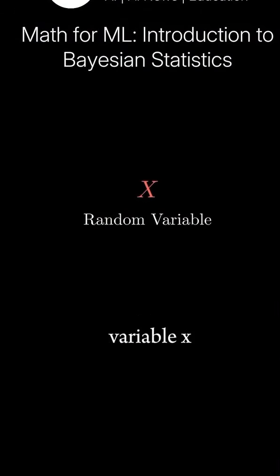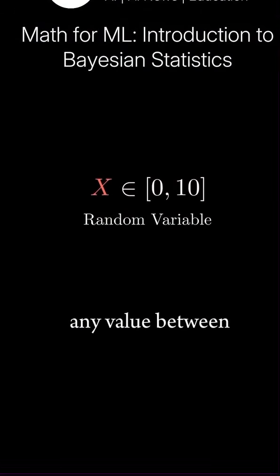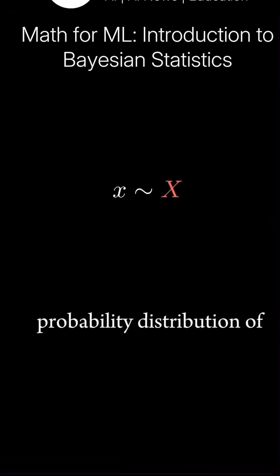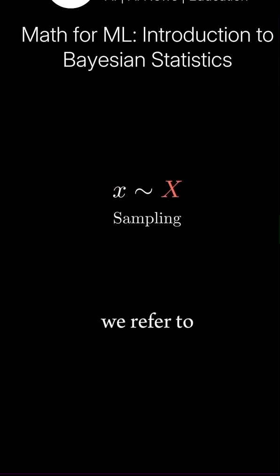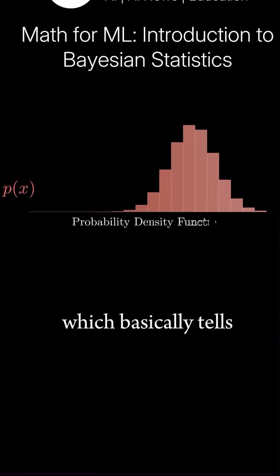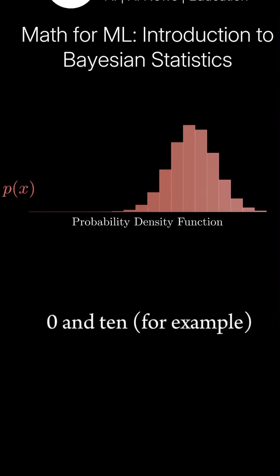Let's say we have a random variable x, which can take any value between 0 and 10. When an event occurs according to the probability distribution of x, we refer to this as sampling from x. Here is what we call the probability density function of x, which basically tells us the probability of a sample being any of the values between 0 and 10.